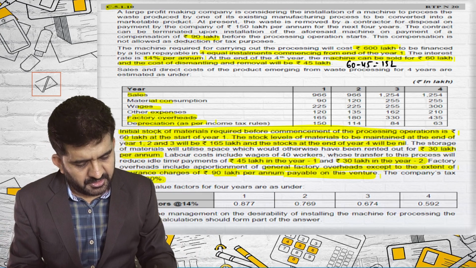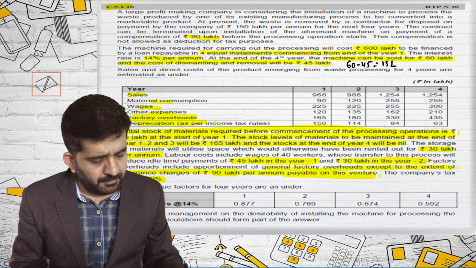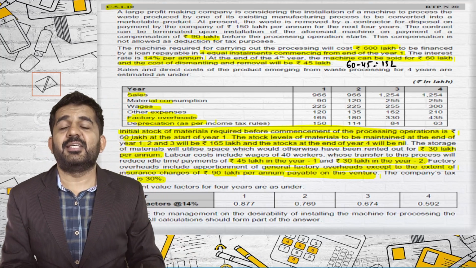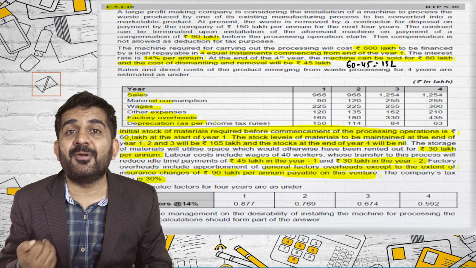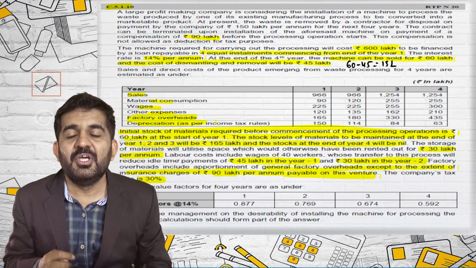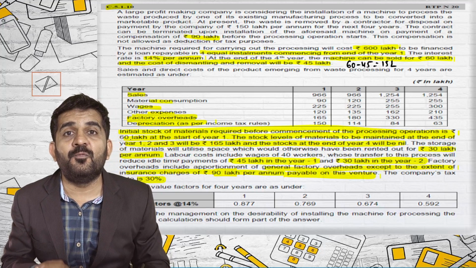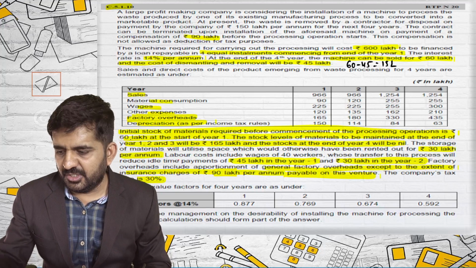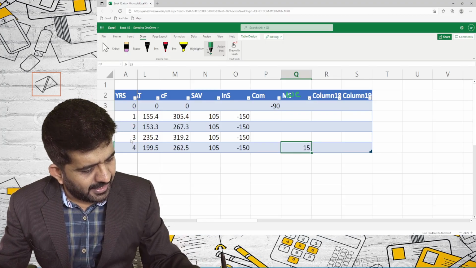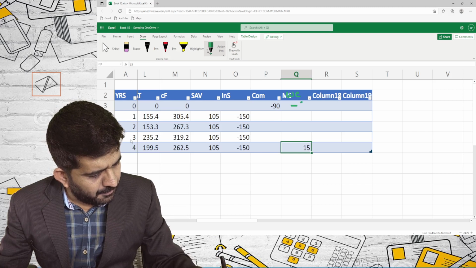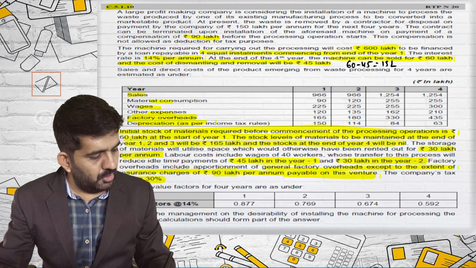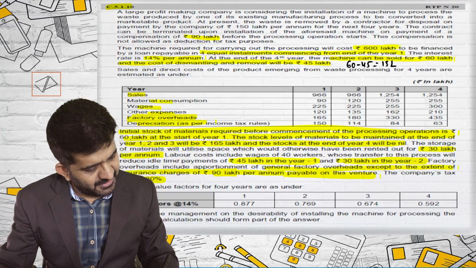Sales and direct cost we have considered. Initial stock of the material required before commencement of operations is 60 lakhs. So I will need raw material of 60 lakhs today at the end of 0 year. Working capital is always a cash outflow at the end of 0 year. So at the end of 0 year, this is working capital and it will be minus 60.